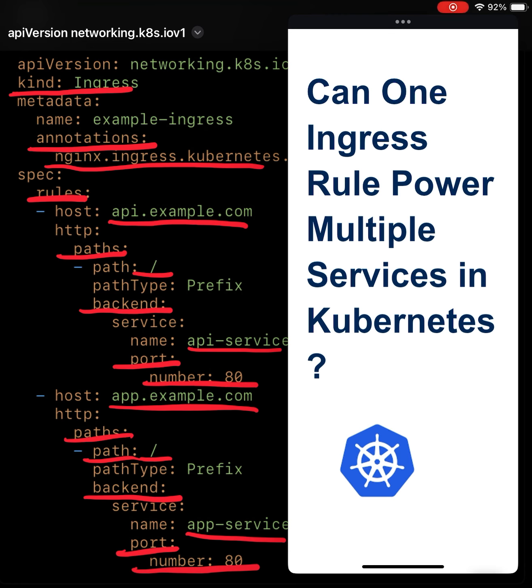How it works. 1. Incoming request. When a client sends an HTTP request, the Ingress controller examines the host field in the request header to match it with the defined rules. 2. Matching rule. If the request is for api.example.com, it is routed to the service responsible for handling API traffic. If the request is for app.example.com, it is routed to the application service.